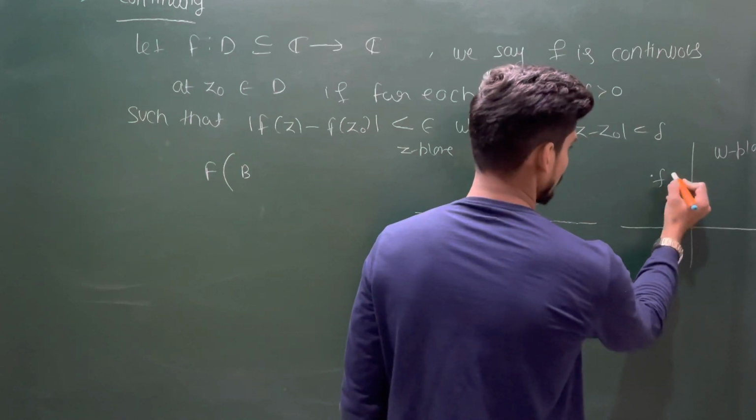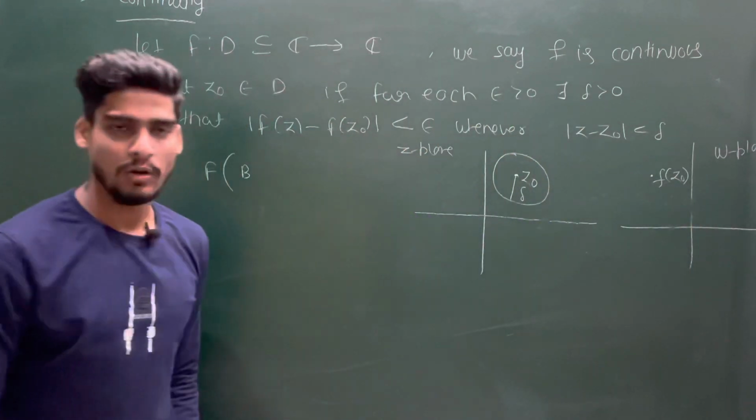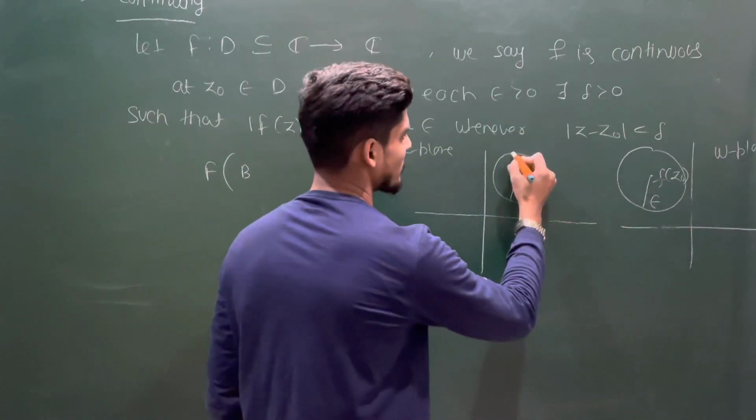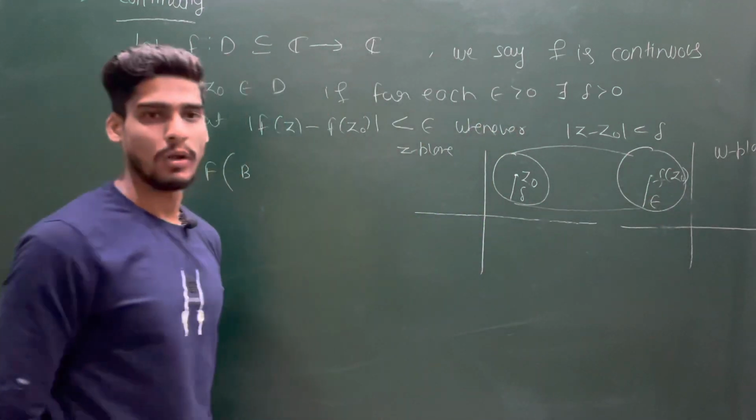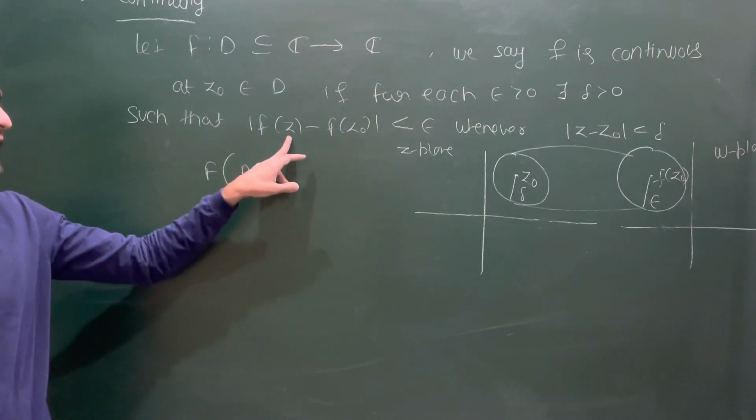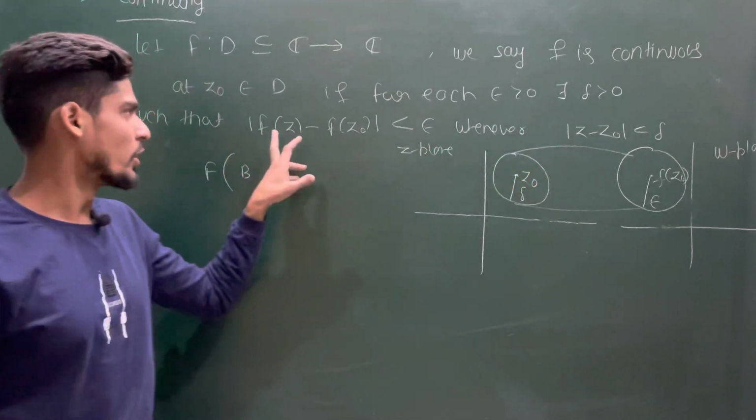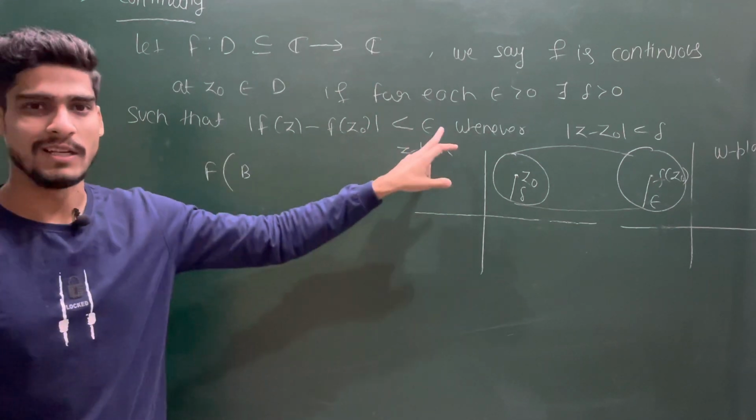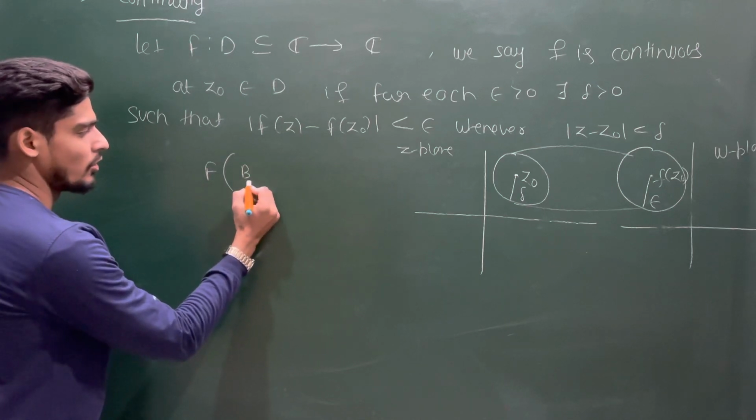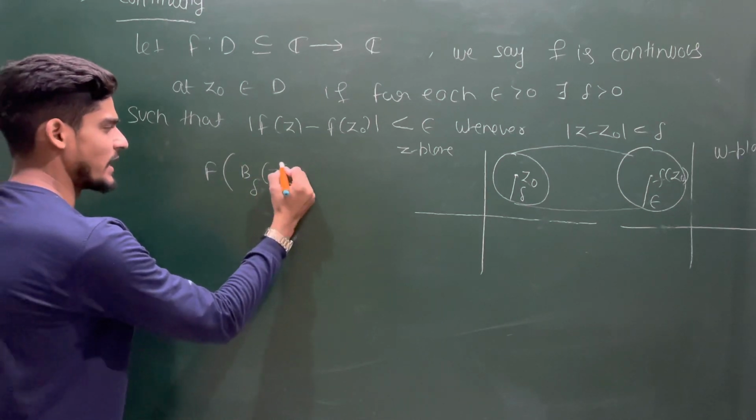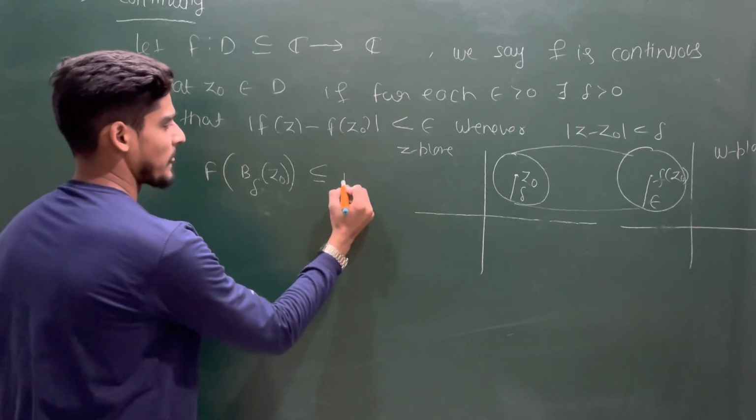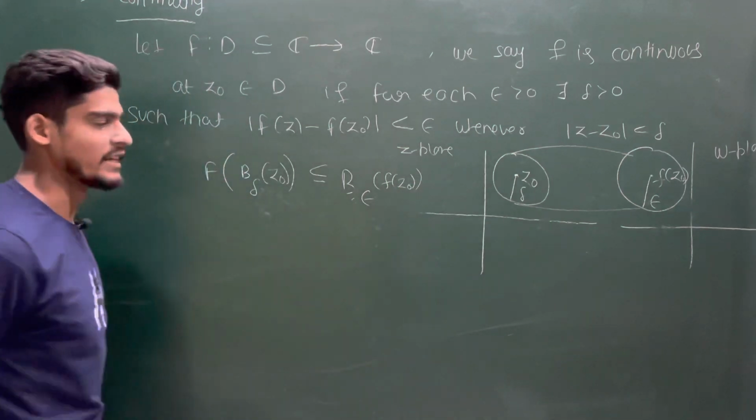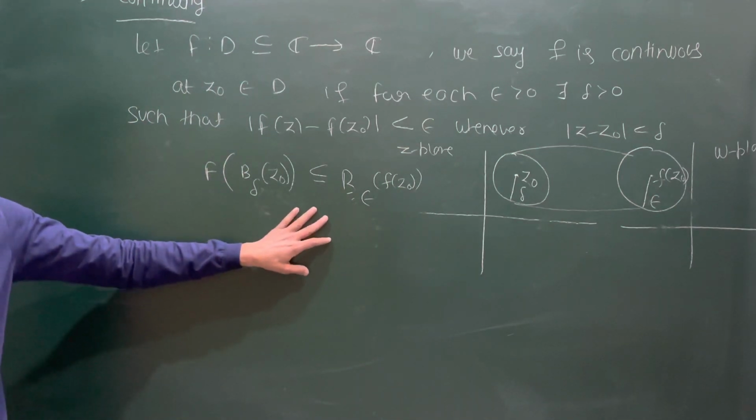So you are finding a ball of radius epsilon centered at F(z0). This is epsilon. So this ball is totally inside this ball, because whenever you are choosing Z from this ball, you are having your F(z) inside the ball centered at F(z0) with radius epsilon. So this ball of radius delta centered at Z0 is mapped totally inside the ball centered at F(z0) with the radius epsilon. So this is the geometrical interpretation for continuity.